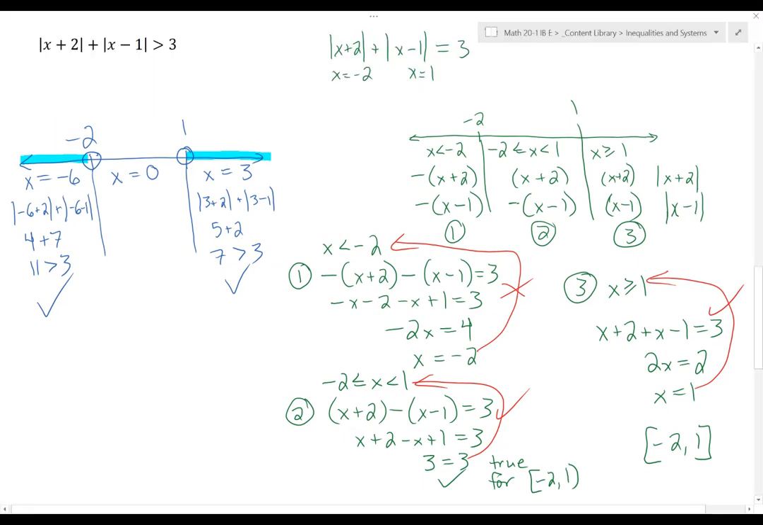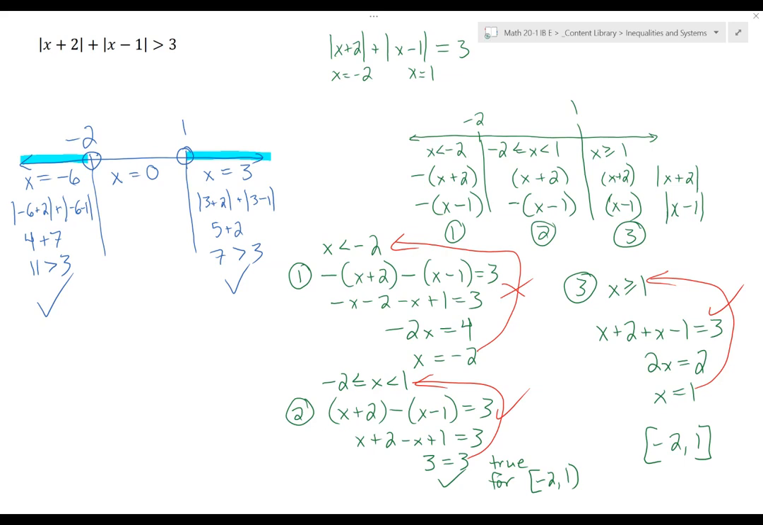Now, the reason I don't technically have to test anything in the middle, in between negative 2 and 1, is because I already know that between negative 2 and 1, no matter what value of x I plug in here, I should get 3. That's where it's equal. And I don't want where it's equal, so I actually can't include this.